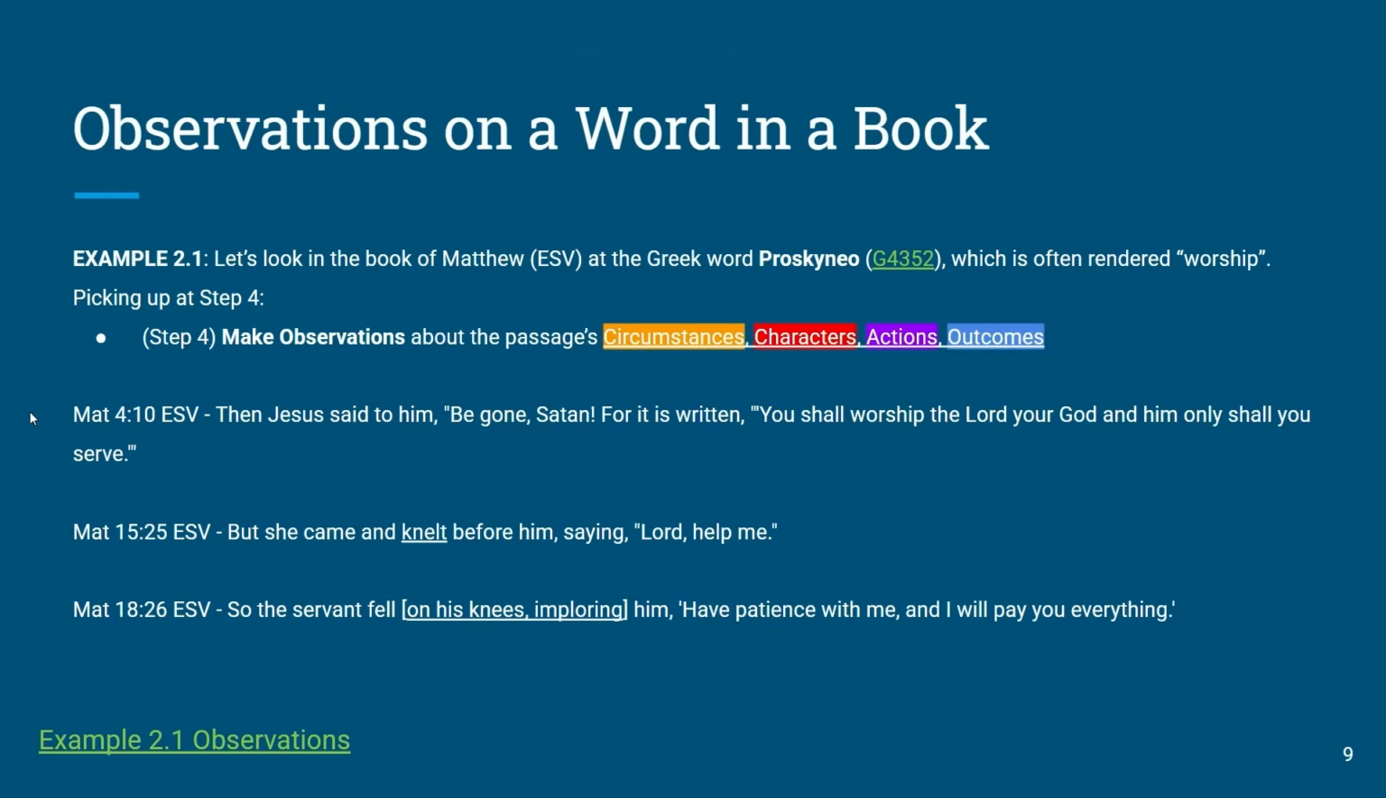If we start with step 4, we can look at circumstances, characters, actions, and outcomes. This time we have a list of verses that we look through, not only one. To find your list of verses, you can go to a place like Blue Letter Bible and go to the concordance section that's associated with a particular Greek or Hebrew word. I've linked the relevant concordance page list to this word here on the page.